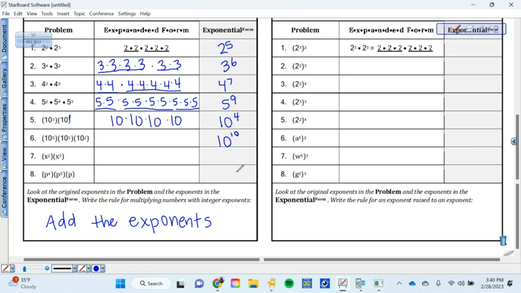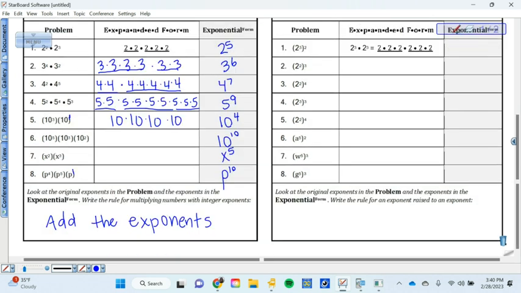How about number 7? And what about number 8? P to the 10th power. Good job. Yep. Again, I have like an invisible exponent right there on that P. So 1 plus 5 plus 4 gives me 10. Good. So when we're multiplying with exponents, we just add the exponents.